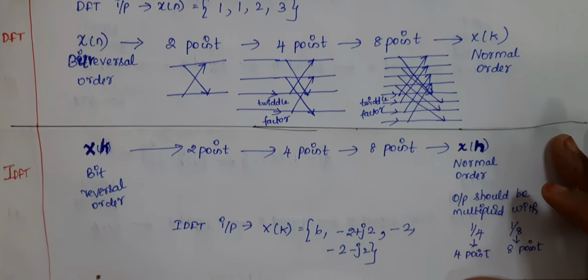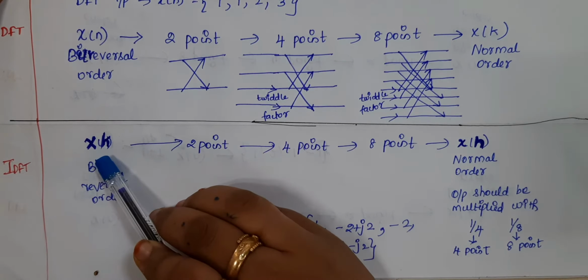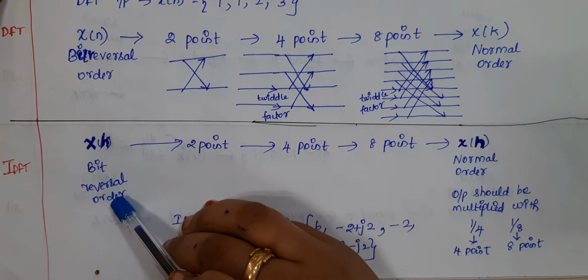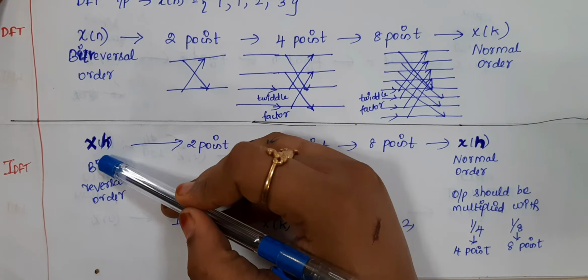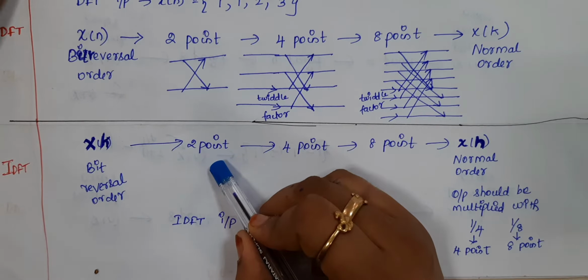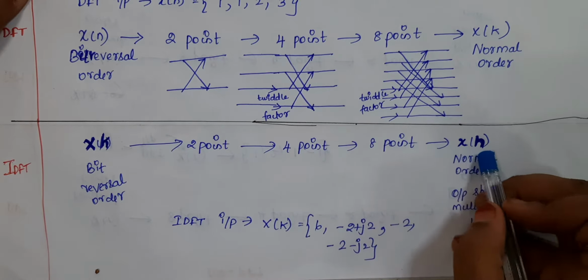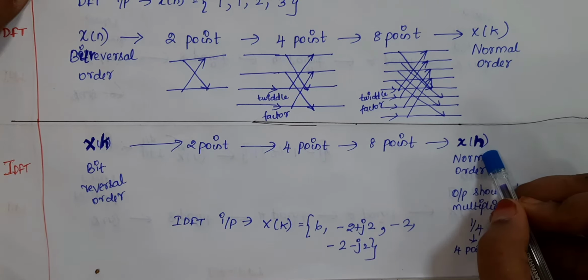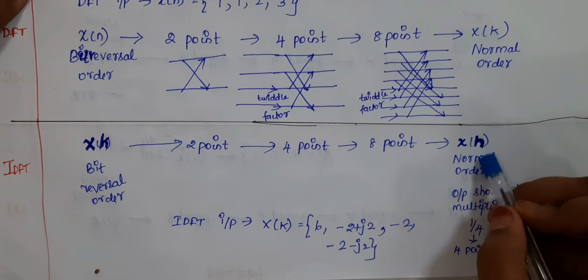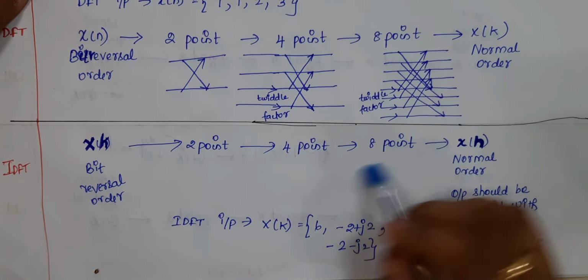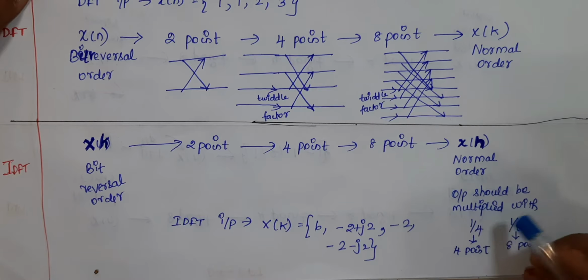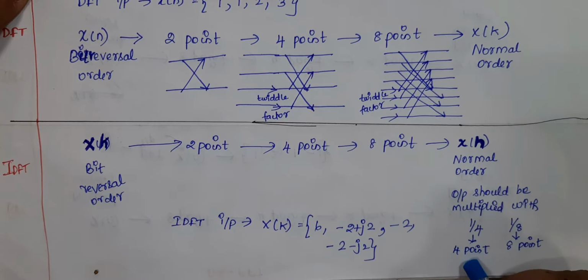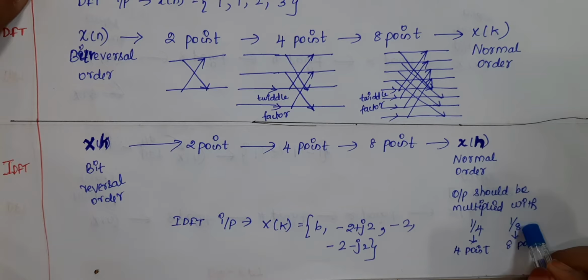So likewise for the IDFT, your input is capital X of k, that should be in bit reversal order in both DFT and IDFT. The flow is also the same, 2, 4, 8 point, and output should be x of n, that is normal order. Both the things are same, but the difference in the IDFT is after you get the output it should be multiplied with 1 by 4 if it is 4 point, and 1 by 8 if it is 8 point.